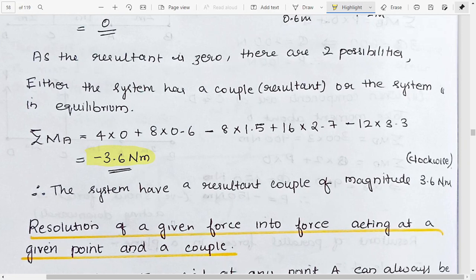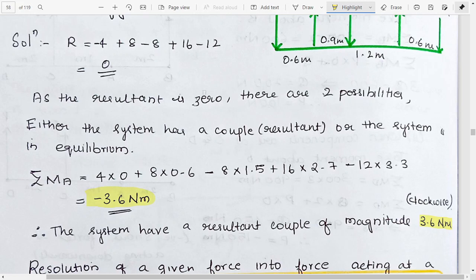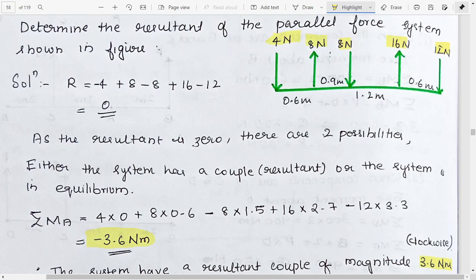From that we understand that the system has a resultant couple of magnitude 3.66 newton meters in the clockwise direction because it's negative. So it's not that the resultant is zero. It's just saying that it will form a couple in this manner, and it will be having a moment of minus 3.66 newton meter in the clockwise direction. Actually it should be drawn like this.